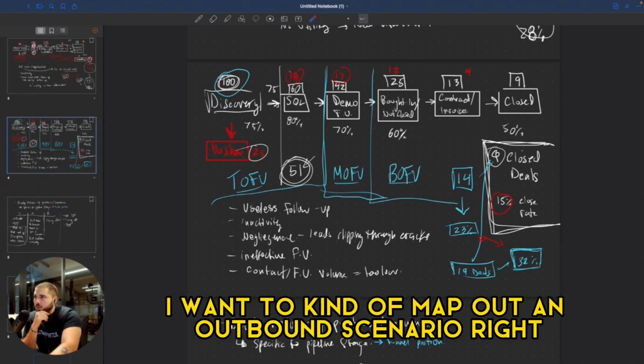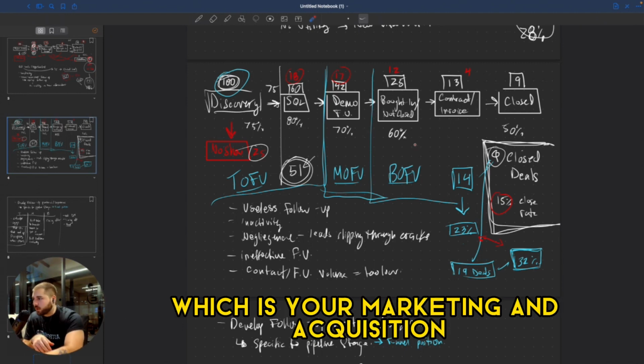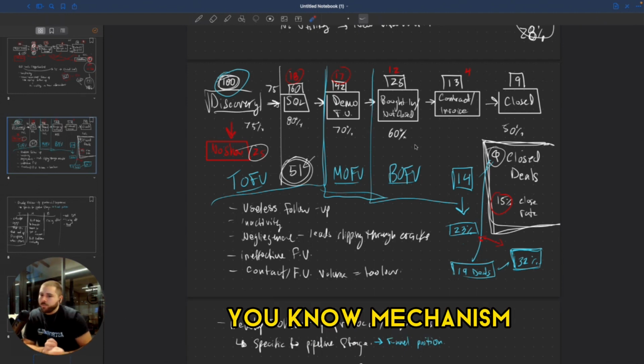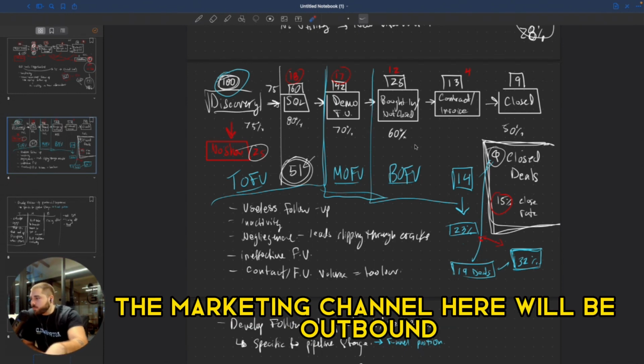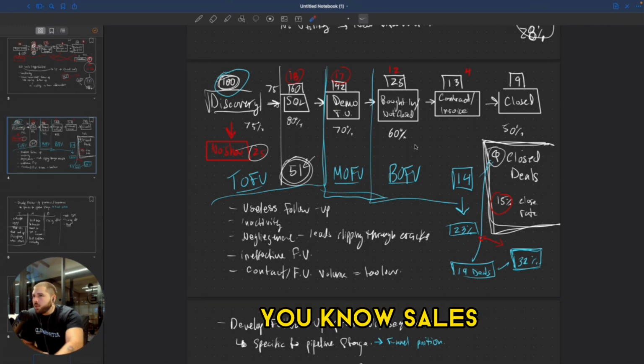Nevertheless, I want to map out an outbound scenario. So imagine this access channel here, which is your marketing and acquisition mechanism. The marketing channel here will be outbound, and then the conversion mechanism will be inside sales, or sales.